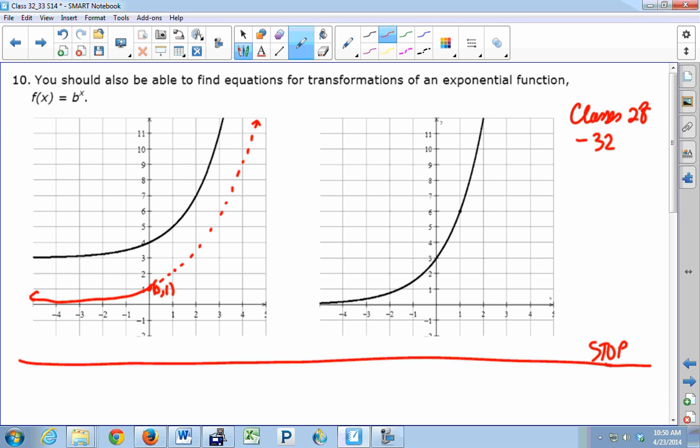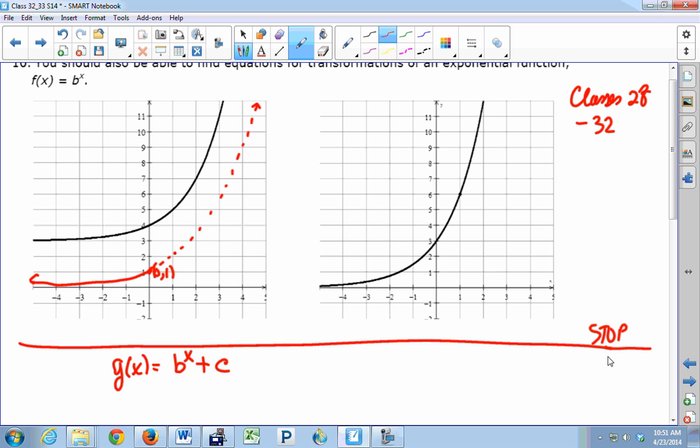So if I compare my red graph to my black graph, and I ask you, not even for the details, but what type of transformation has occurred here, what would you say? Don't tell me the particulars, like the number or anything, but what's happened to the red graph to make the black graph? It's shifted up, right? The shape is exactly the same. You've just shifted it up. So you know that this new function g of x is going to look like b to the x plus some constant. Okay? So now you've got to figure out, which constant is it?